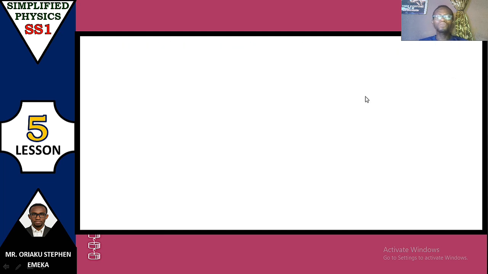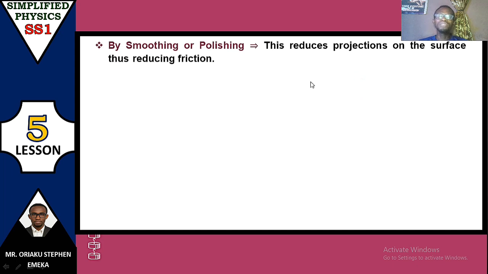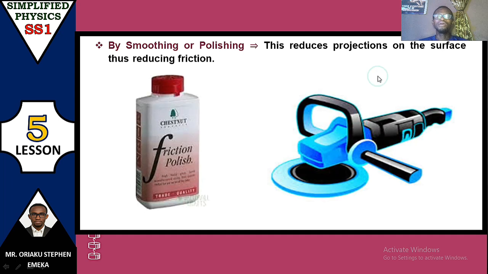Now the next one, which is the last one, is smoothing or polishing. By the time we smooth the surface, it will help us. So this is for smoothing, and this is polish. It helps us to reduce the effect of friction.